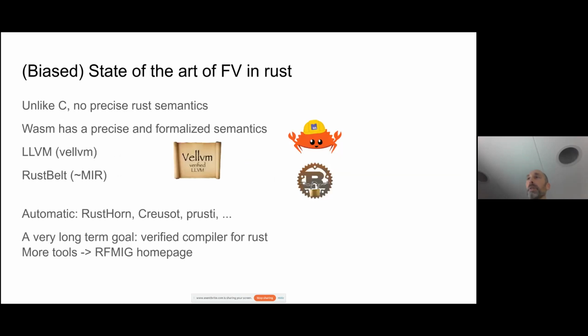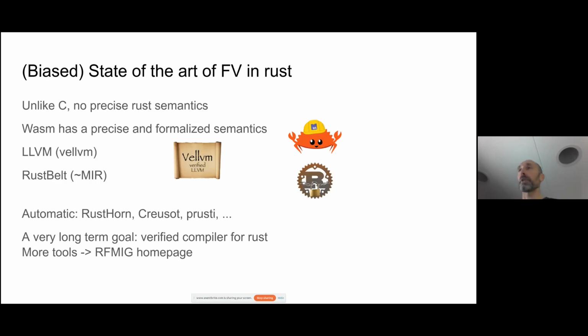So here's a very biased state of the art of formal verification in Rust, and this is just so that people can scream at me at the end of the talk. Unlike C, there's no precise semantics for Rust, and as we've heard, the Veracene project is one of the projects that tries to improve on this. If you look at WebAssembly, that is a very good example of what you would like a new language to look like. It has a very precise and formalized semantics and a proof of type safety, in both Coq and Isabelle.